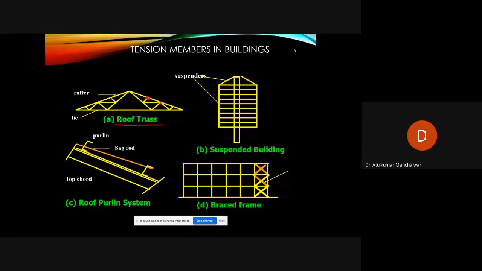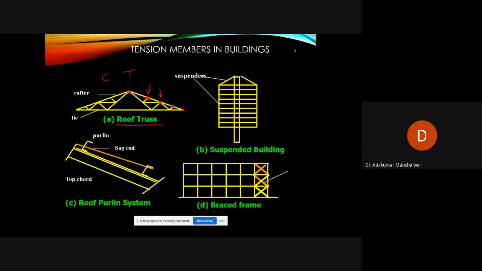If any pin jointed truss is there, I hope you remember your UG subjects. In that pin jointed truss, mostly all the members will experience compression and tension only, because there is an assumption that all the forces will act on the joints. So there will be no member forces, which means there will be no shear force and bending moment in the structure. So this is the truss element.